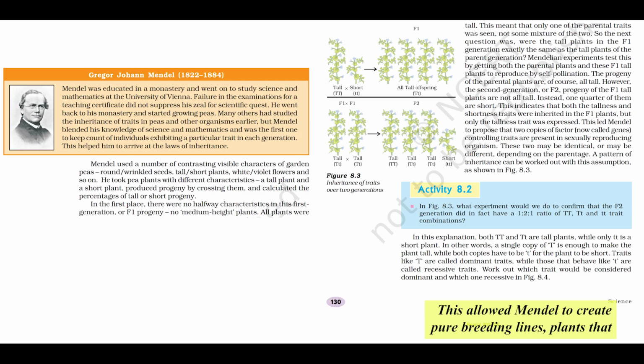This allowed Mendel to create pure breeding lines, plants that reliably produced offspring identical to themselves for a specific trait, like always tall or always short. This gave him a stable starting point. Three, although they self-pollinate, he could also easily cross-pollinate them manually. He could control exactly which plants bred with which, by transferring pollen carefully and preventing self-pollination. Precision was vital.